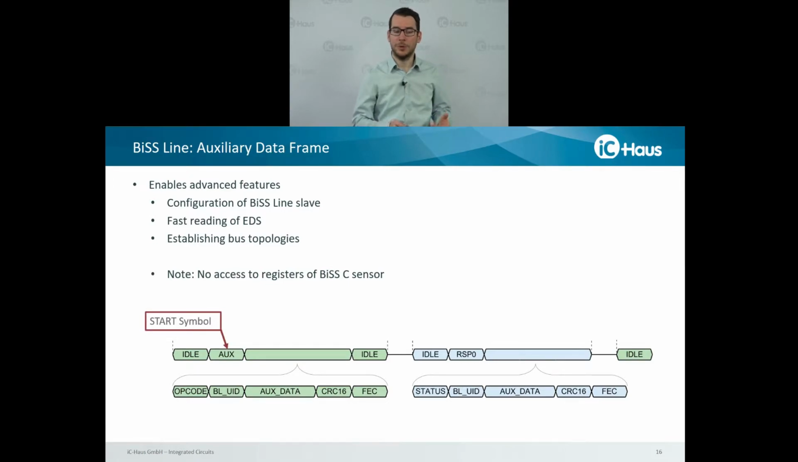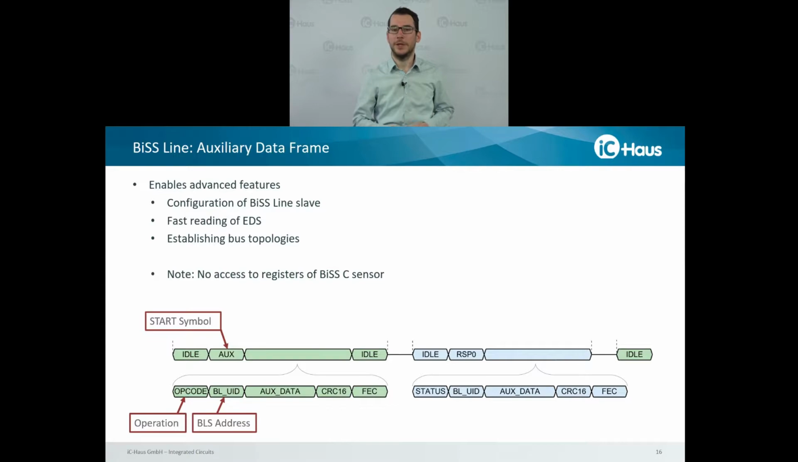As for the process data frame, the auxiliary data frame also starts with a robust start symbol. Then the BiSS Line master transmits an opcode, which is specific for the defined operation which shall be performed by the BiSS Line slave. And the BiSS Line master transmits a BiSS Line unique identifier, which addresses a specific BiSS Line slave in the system.